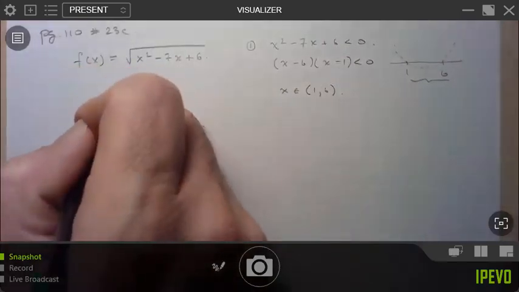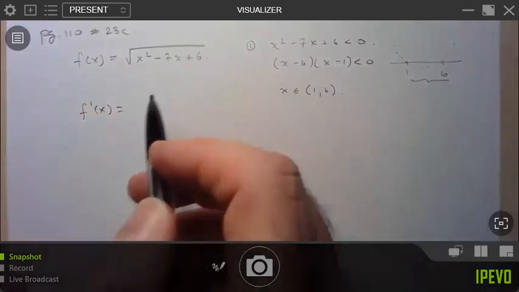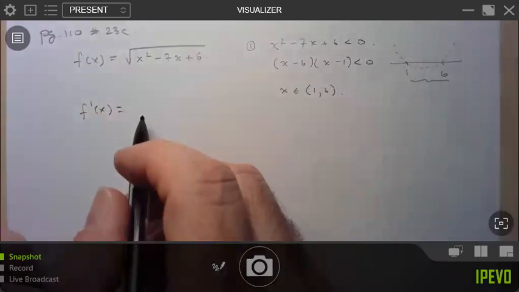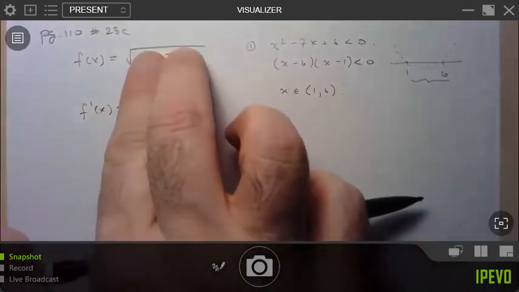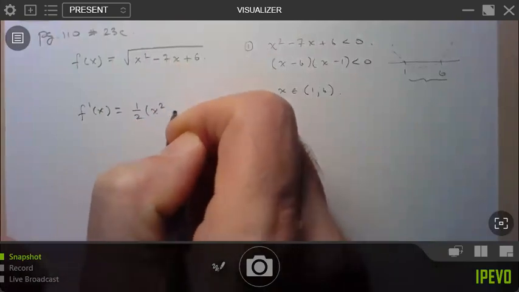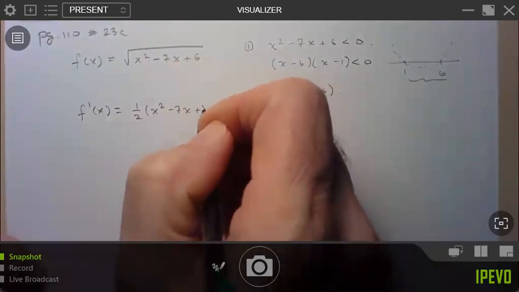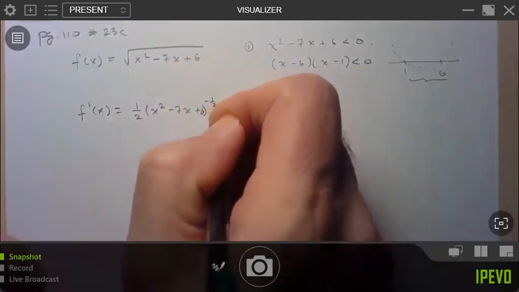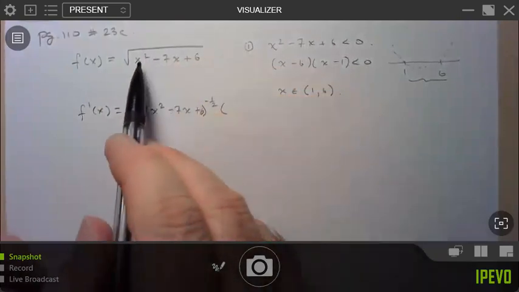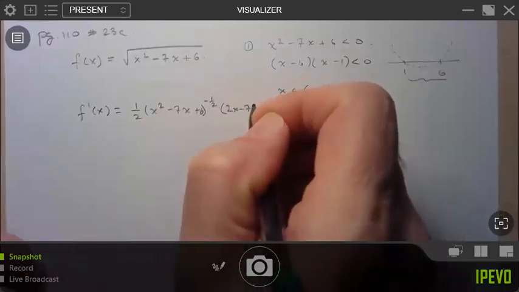Okay, so if we take the derivative, here I'm not going to rewrite it as an exponent 1/2, because I think we can do that in our heads. So here it's u to the 1/2. So it's 1/2 times x squared minus 7x plus 6 to the negative 1/2, and then times the derivative of u with respect to x, which is just going to be 2x minus 7.